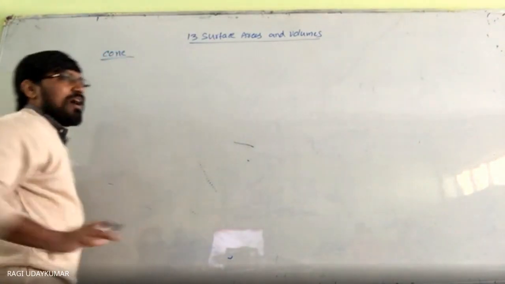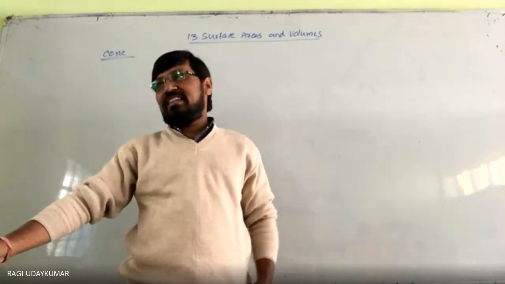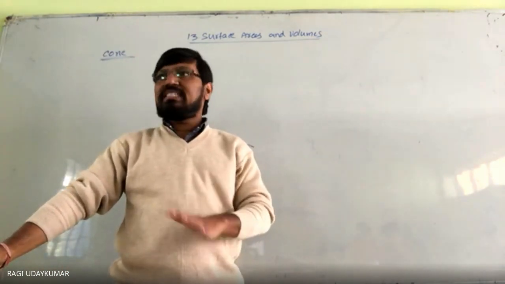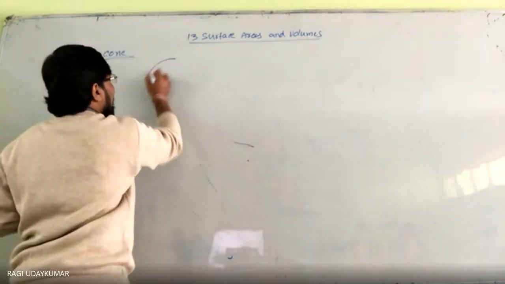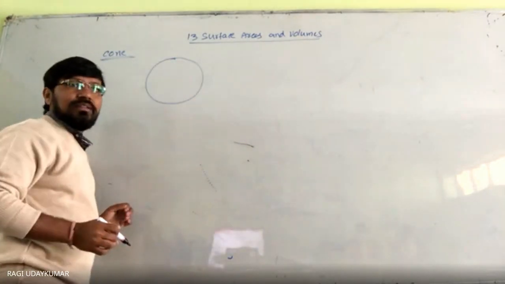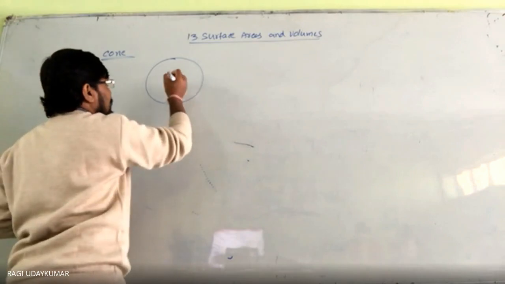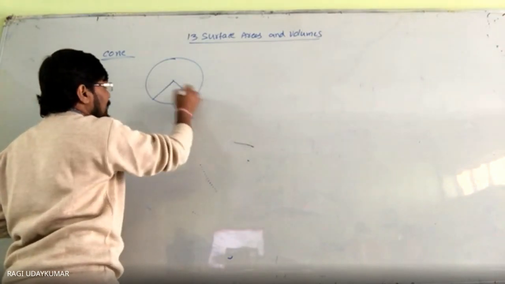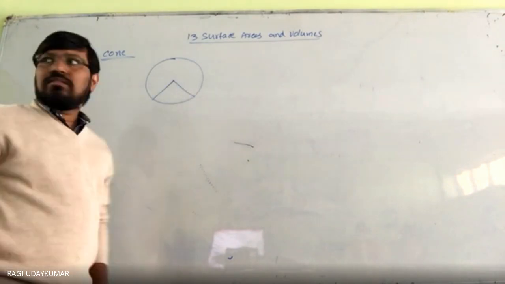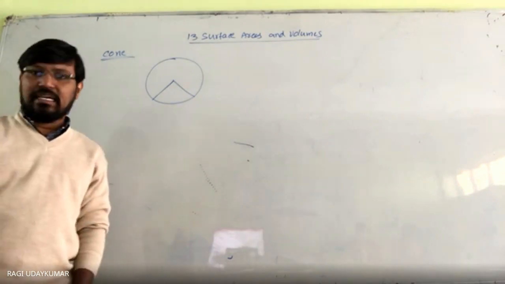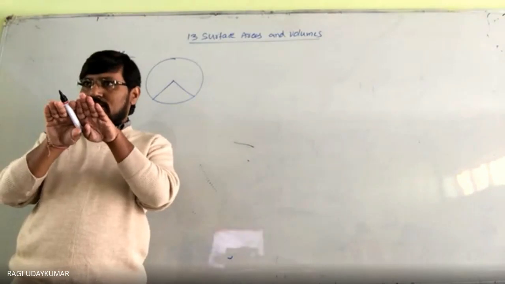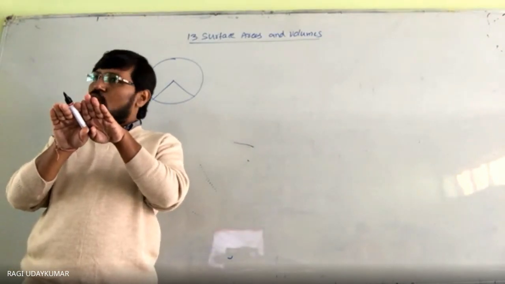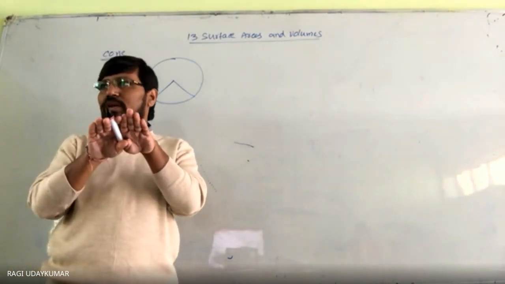How is the cone formed first? Normally you need to know this first of all. I'll explain it once again briefly. Suppose you are taking a circle, and this is the center. What is this part called? It is called a sector. When the two radii of the sector are joined, it forms a cone.